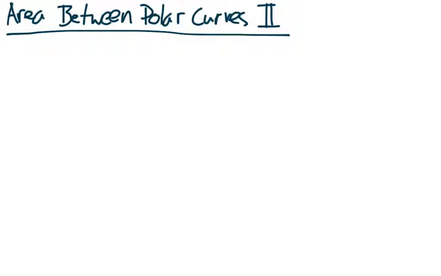Today we're going to do area between polar curves again. Last time we super lucked out when the intersection of our two curves was a nice number. So today we're going to do an example where it is not a nice number.